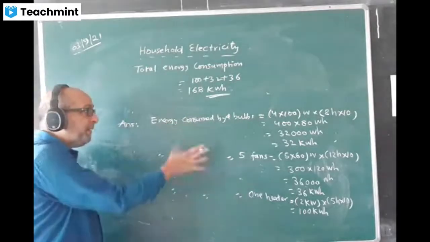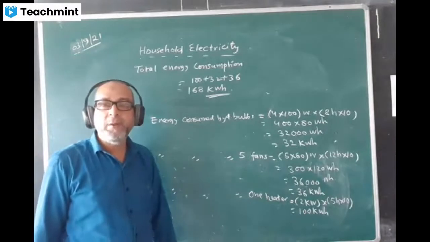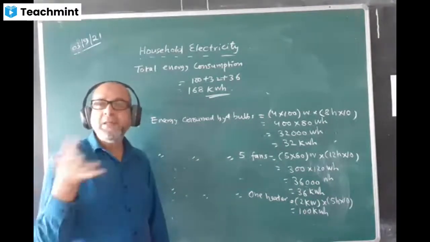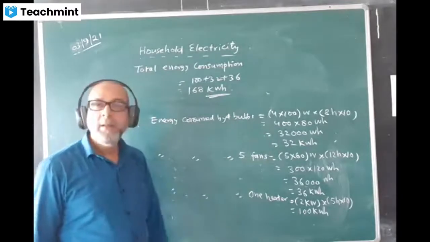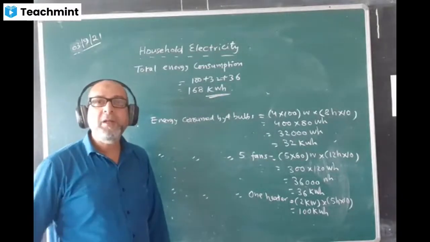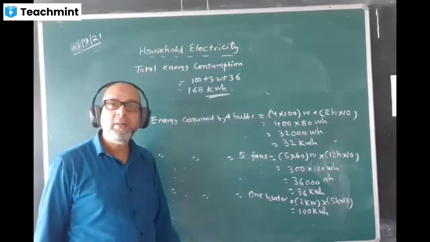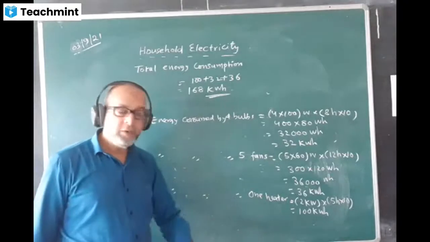We'll do it separately. We can't do it all together. Don't take the average of the time and multiply by the total power value. No, because every appliance is used for different times, the exact calculation will come this way. But if the timing is given common for all, then we can do it directly there. Okay?